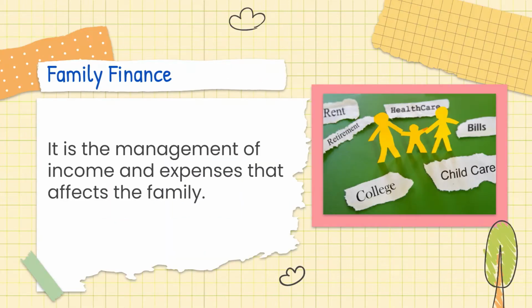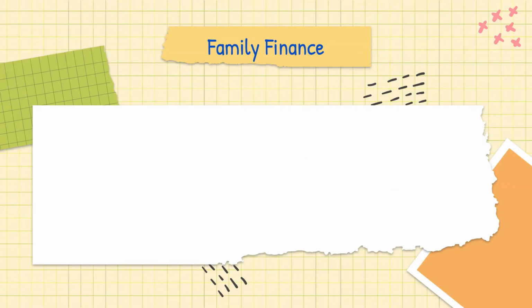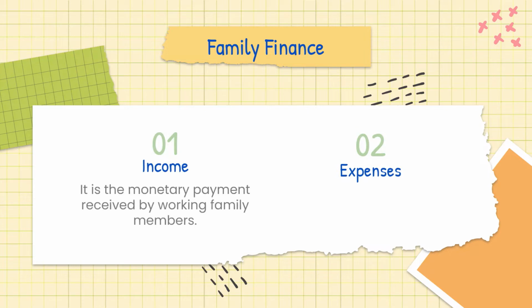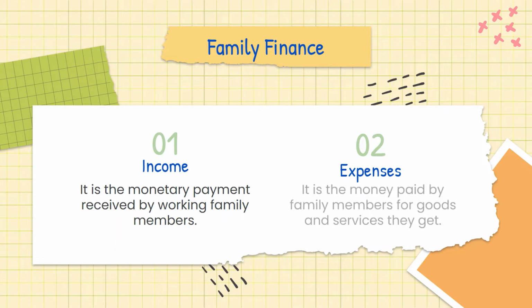Let's start. Family finance refers to the management of income and expenses that affect a family. So there are two important things when we speak of family finance: income and expense. Income refers to the monetary payment received by family members who work. Expense, on the other hand, refers to the money paid by a family for the goods and services it gets. With the growing economic crisis, you must master the art of budgeting your family's income and expenses to minimize its impact on your family's life.